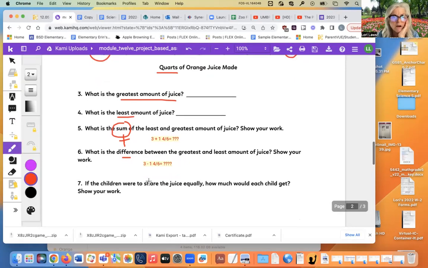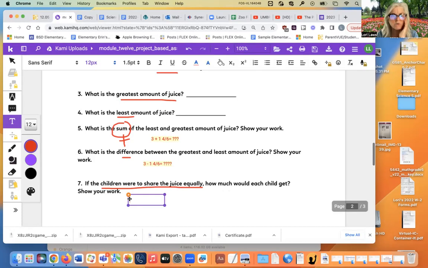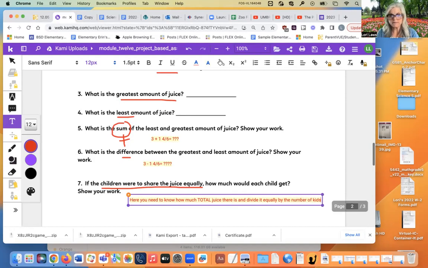This is a really hard question, so pay attention. In other words, if you looked at all the juice that there was and divided it by all the kids, how much would each child get? So here you need to know how much total juice there is and divide it equally by the number of kids.